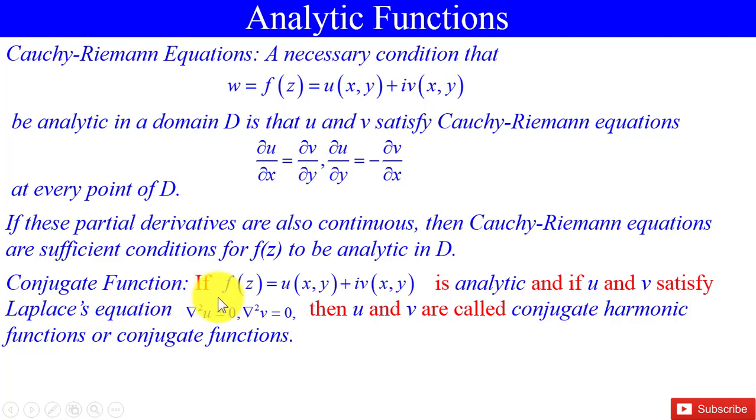Conjugate function. If f(z) = u(x,y) + i v(x,y) is analytic, and if u and v satisfy Laplace's equation, del squared u = 0, del squared v = 0, then u and v are called conjugate harmonic functions or conjugate functions.